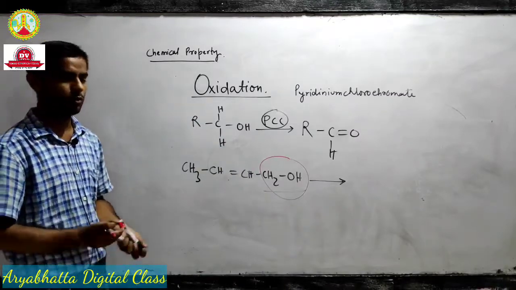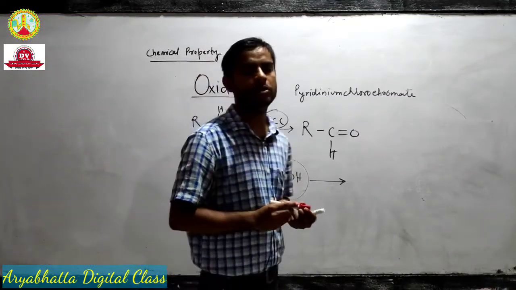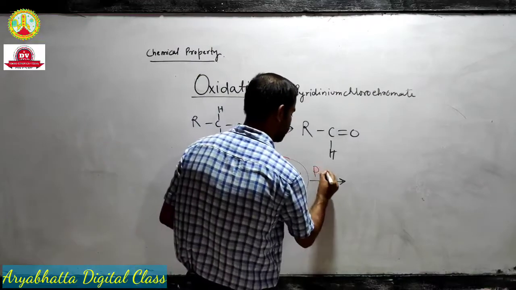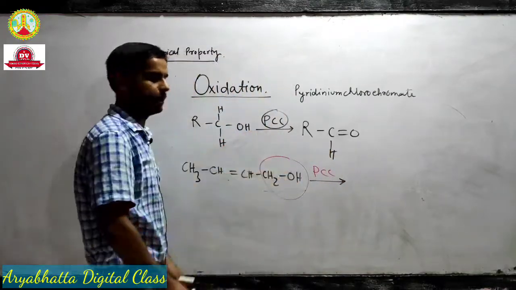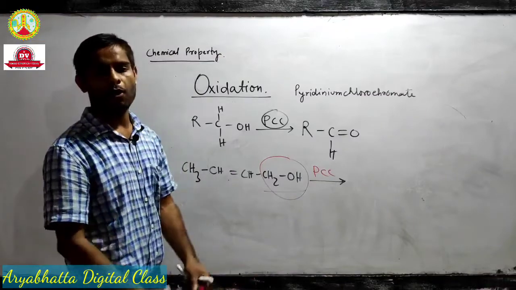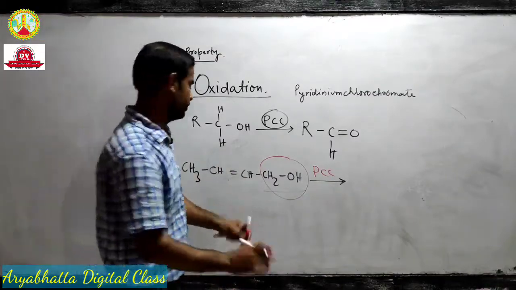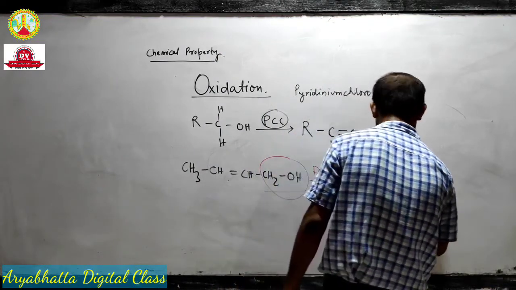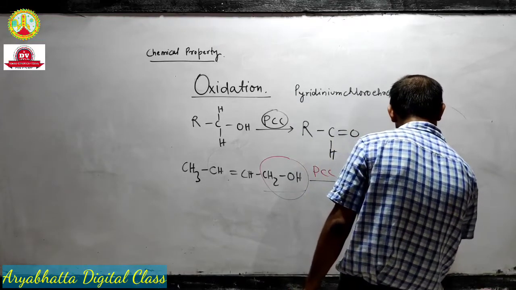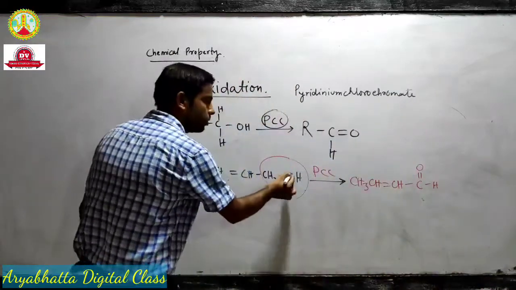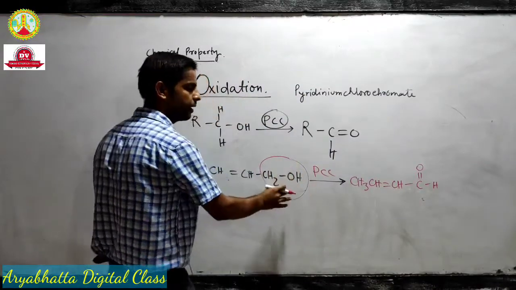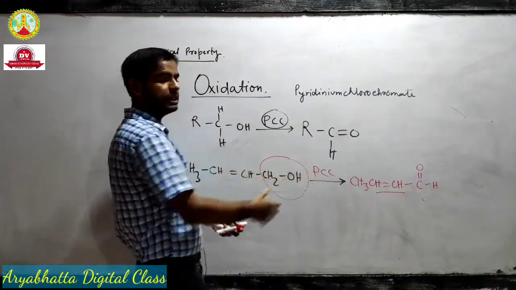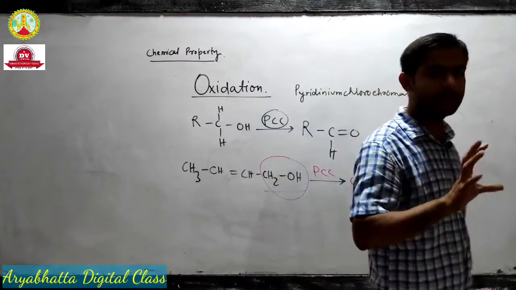So what can I do now? What do I have to do? Here comes the role of PCC. The speciality of PCC is that it selectively oxidizes this part only, and the rest of the bonds in the alkyl part will not change. That means we will get, okay, you see the oxidation takes place selectively here and the double bond was unaffected. But if instead of PCC I use CrO3, it will give a different product.